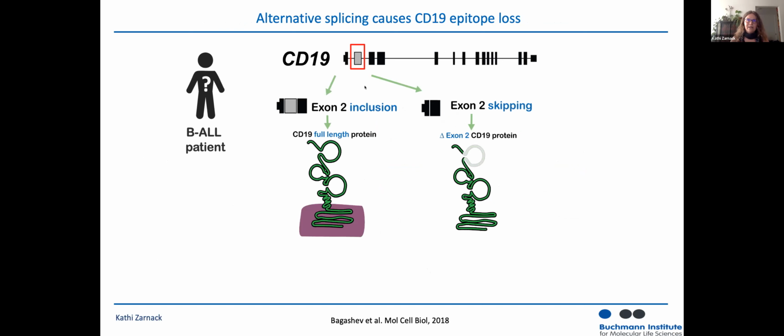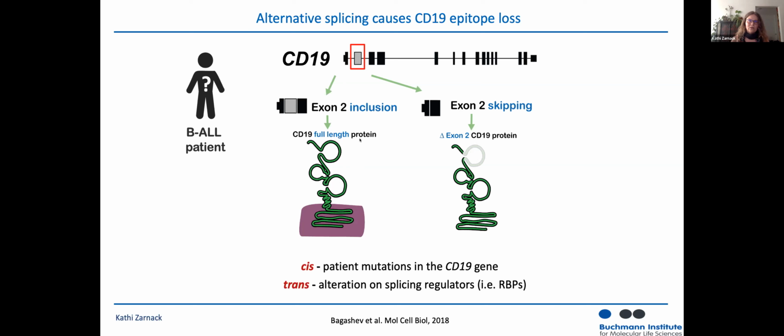And one way to evade the CAR cells is by losing the epitope on the surface of the B cells. And this can occur through alternative splicing of the CD19 gene. And in particular, this involves alternative inclusion of this exon 2 here at the beginning. So if you have inclusion of exon 2, you make a normal full-length CD19 protein, and you have a regular recognition by the CAR cells. However, if the cells change to exon 2 skipping, there's a truncated version of the CD19 epitope, which is no longer exposed on the cell surface and also no longer recognized by the CAR-T cells.